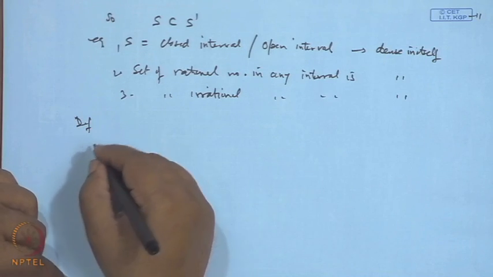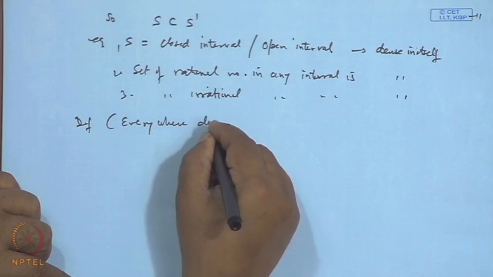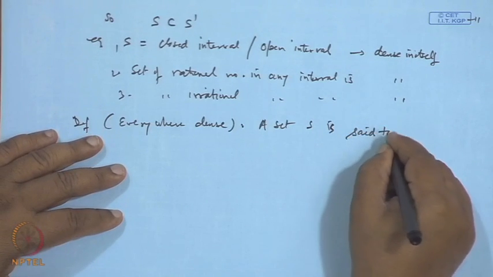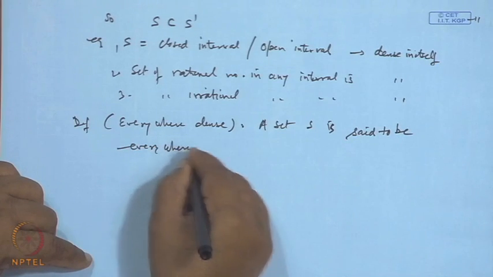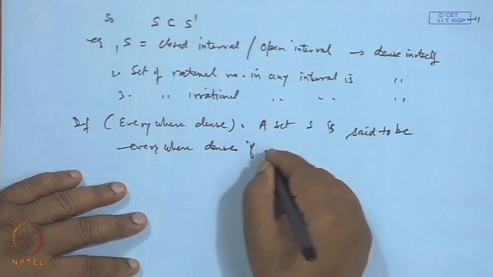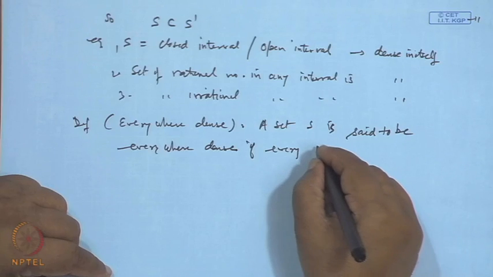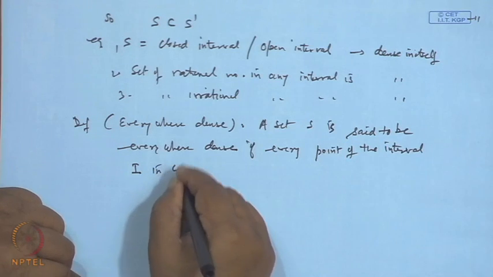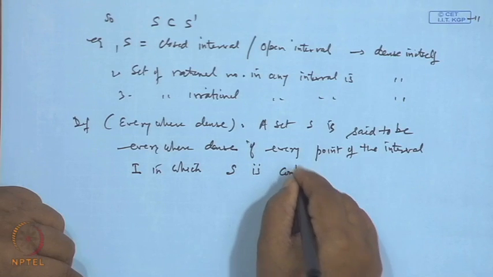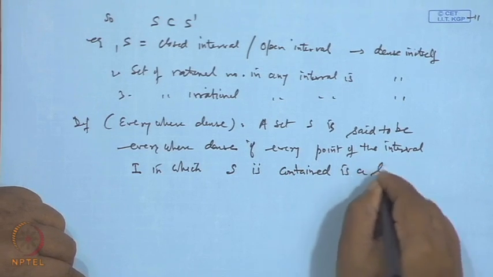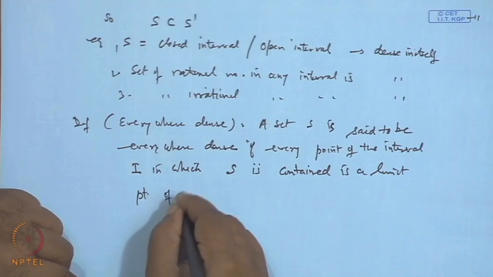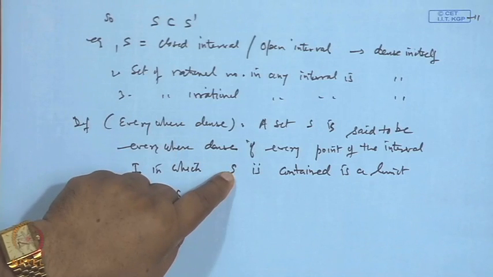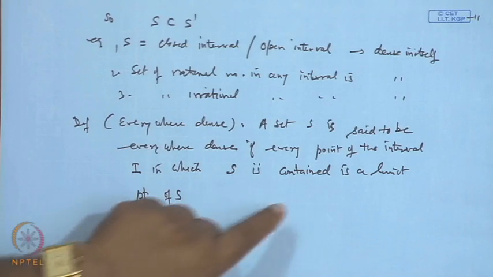Now, we define the everywhere dense set. A set S is said to be everywhere dense if every point of the interval I in which S is contained is a limit point of S. It means that every point of the interval in which S lies must be a limit point of S.